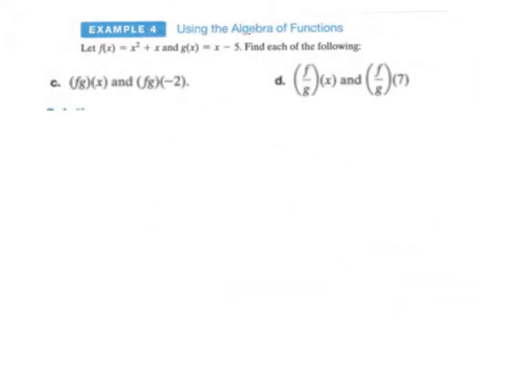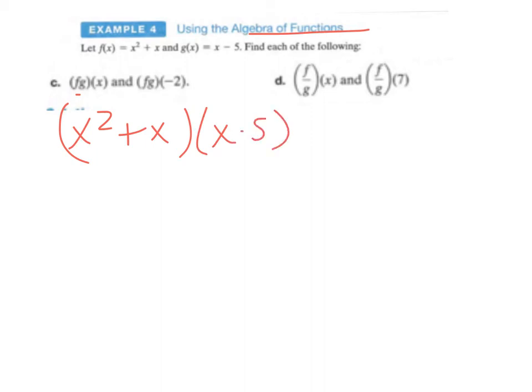Continuing with our algebra of functions, in this case we're going to multiply the two functions. So if I multiply the two functions, x squared plus x, and I'm going to multiply that times the g function, which is x minus 5, I end up with FOIL.